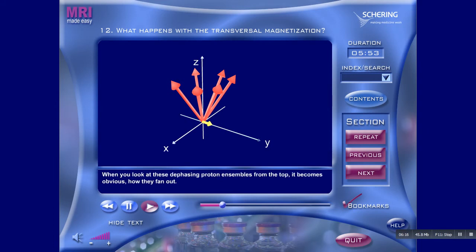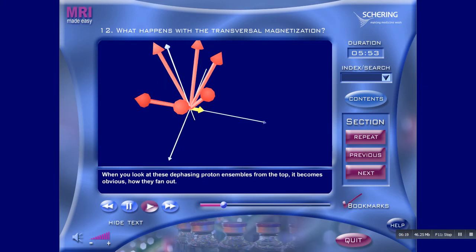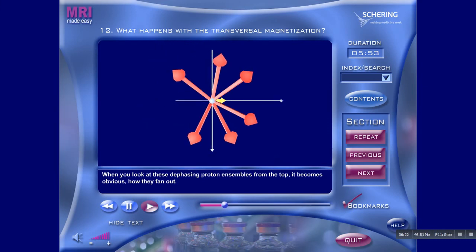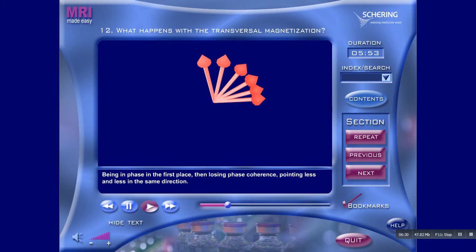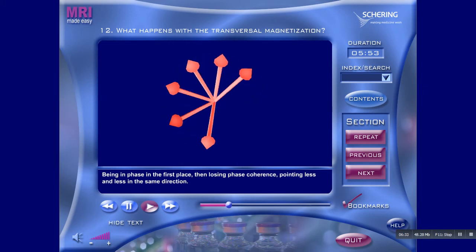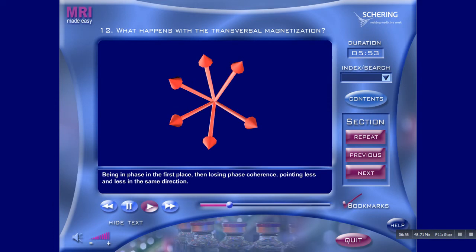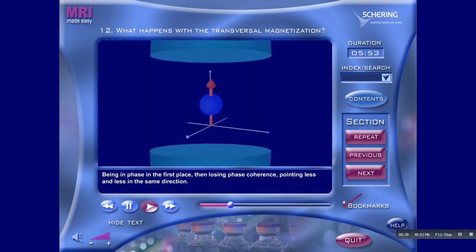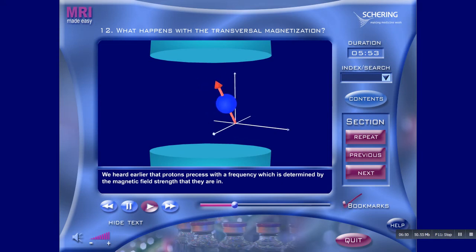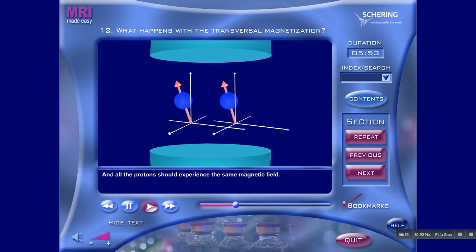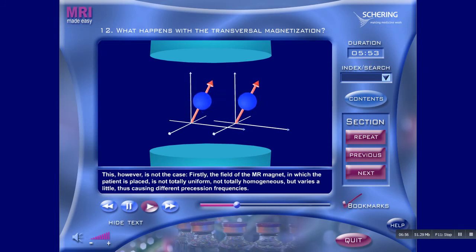When you look at these dephasing proton ensembles from the top, it becomes obvious how they fan out. Being in phase in the first place, then losing phase coherence, pointing less and less in the same direction. We heard earlier that protons precess with a frequency which is determined by the magnetic field strength that they are in. And all the protons should experience the same magnetic field. This, however, is not the case.